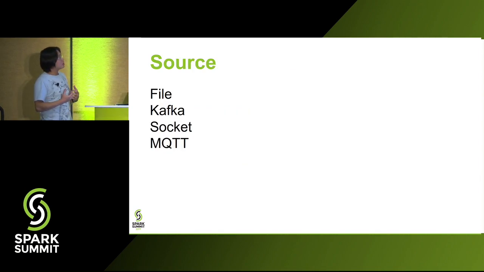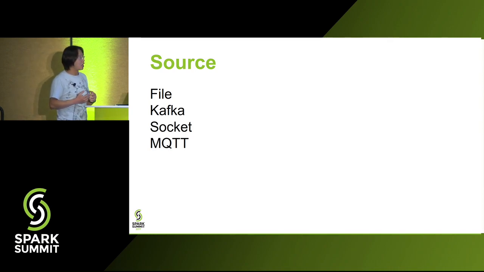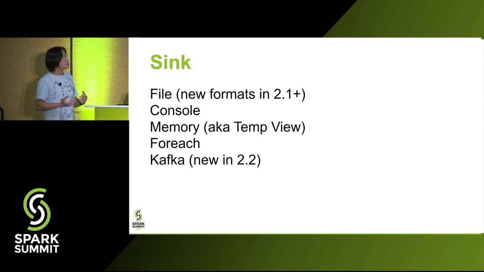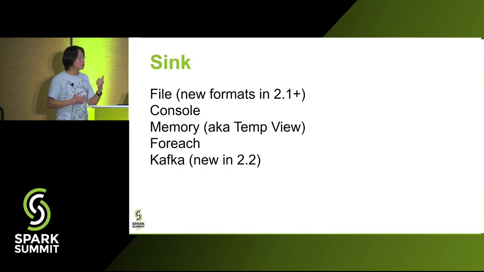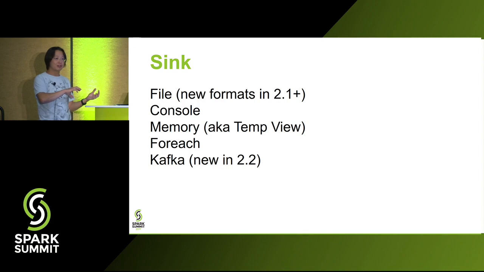With the sources, there are a couple of sources we support in structured streaming today. We have file source, Kafka, text socket, and MQTT as an external package. And then these are the sinks we support today: file, console, and memory, which is for more advanced cases. And new in 2.2 is the Kafka sink. So you can take data from a Kafka source, do your transformation, and then write it back to Kafka as well.